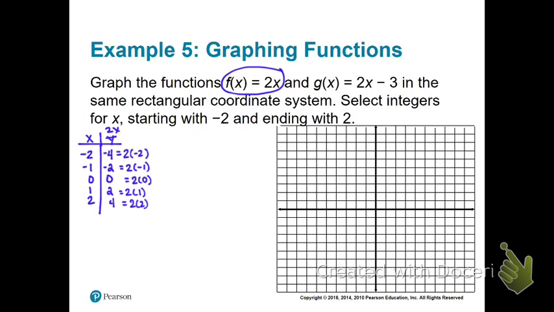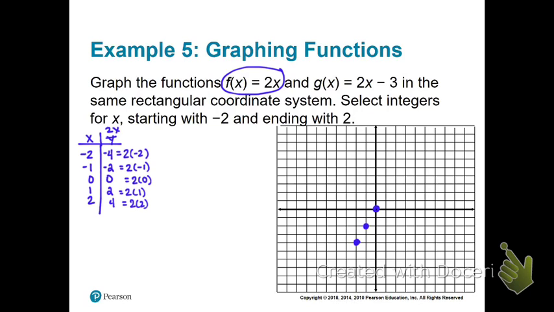Alright, and let's go ahead and graph those ordered pairs. Now remember, you do your x, and then you go for your y. So my first ordered pair there is -2, -4. So from the origin, I'm going to go left 2 and down 4. Then I go back to the origin, which is that center point, right? And I'm going to go -1, -2. So left 1, down 2.